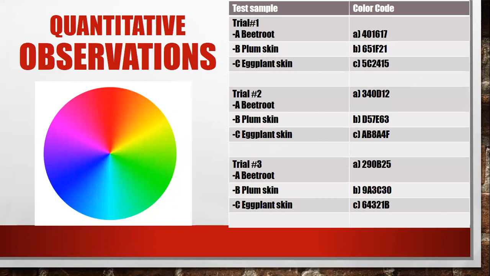So there's the quantitative observation, which were the test samples and the color code. The beetroot, plum skin, and eggplant skin gave colors, which if you want you can search up, which is the color code, and you can see the exact color that each one gave. Then there's the first trial, the second trial, and third trial.